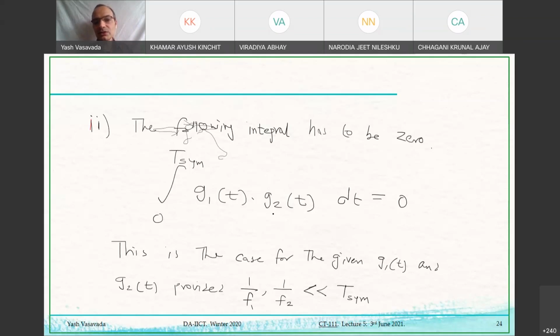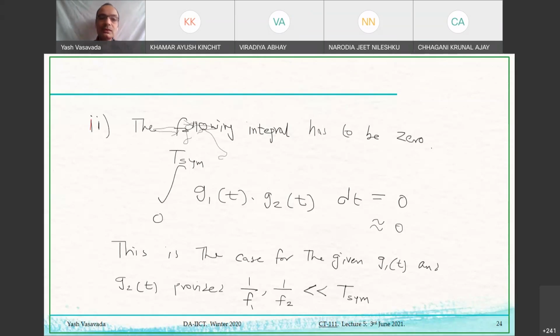Because g1 is cosine 2 pi f1 t and g2 is cosine of 2 pi f2 t, you multiply them, then you invoke the trigonometry identity for what happens when you multiply two cosine terms. Then you invoke this condition, and you will see that it becomes 0. When you do the mathematical derivation, your answer may not be exactly 0. It will be approximately 0, which is good enough for our case. By the way, it will be exactly 0 if 1 over f1 is equal to T sym, or 1 over f2 is equal to T sym. Otherwise, you will get an answer which is approximately 0. So this requires nothing other than your 11th grade trigonometry, and I ask that you convince yourself that this is the case.